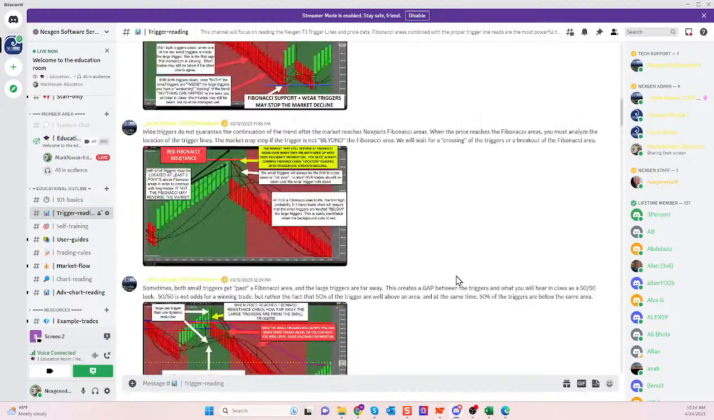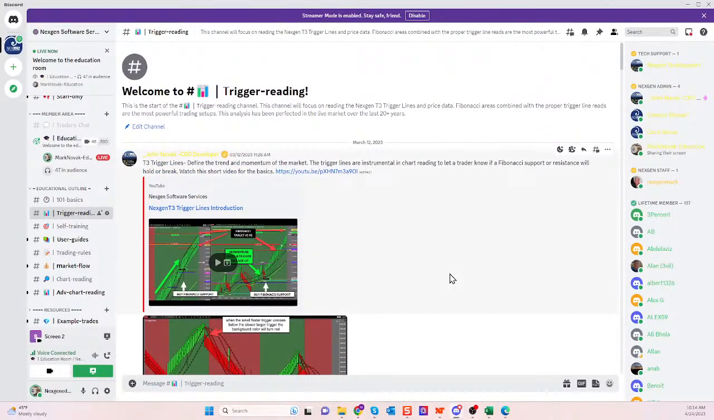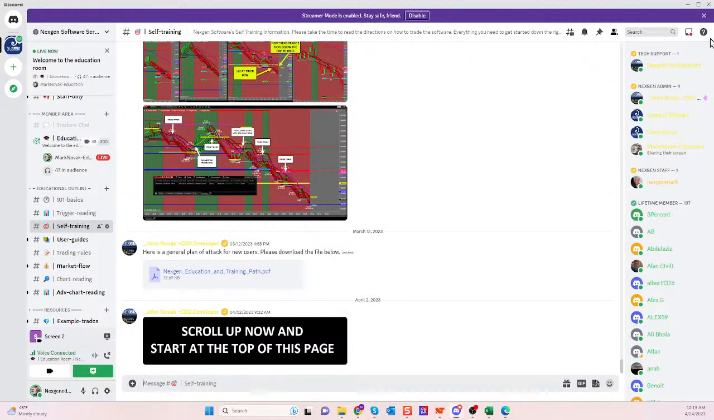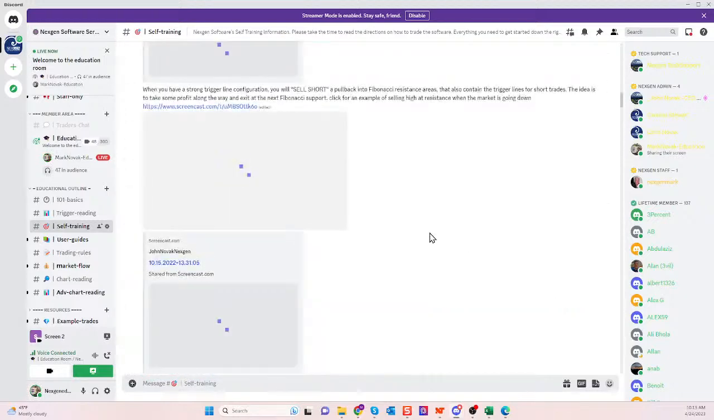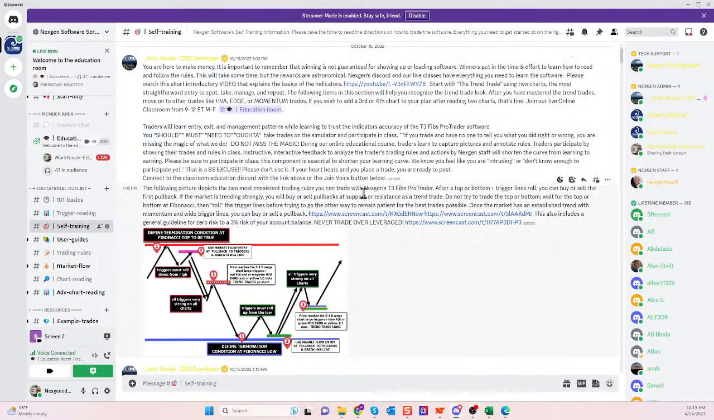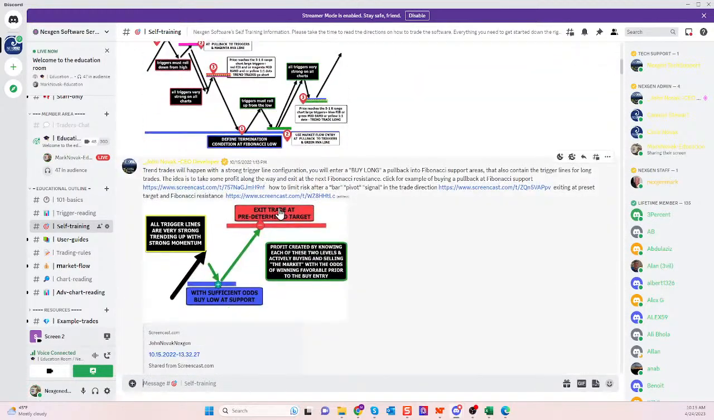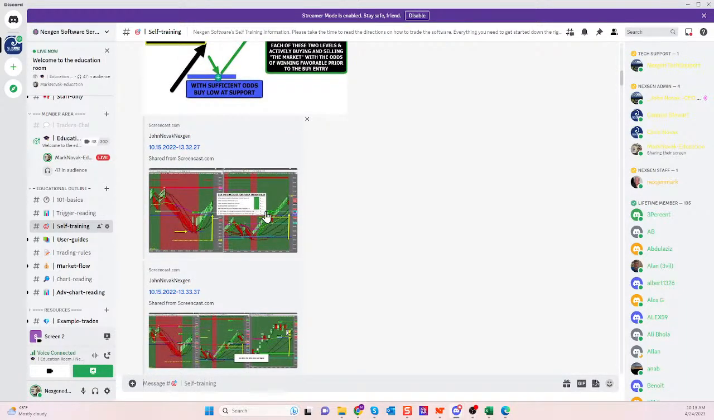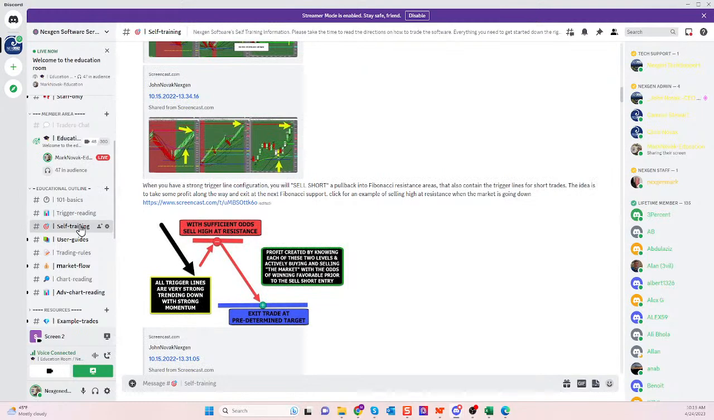And then it takes you to trigger reading, guys, and that's what we're doing, right? We're reading charts. Triggers give us the advantage of momentum. Triggers help us identify termination conditions. There's an entire section dedicated to trigger reading. There's the self-training for you guys that want to get ahead, that want to do more. And under the self-training, I love this. It's important to remember that winning is not guaranteed for showing up or loading software, putting in the time and the effort. And this talks about your entries, what we're looking for, how you're looking for it, using a checklist. What does it look like?